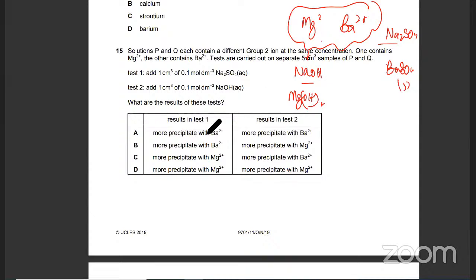So the result in test 1 is more precipitate with barium ions. If you do test number 1, that is true. You're getting BaSO4. You're not getting MgSO4 because MgSO4 is soluble, right? So it's going to be B. Because who's making the precipitate in the first one? It's barium, not Mg. MgSO4 is soluble. Okay, is this clear?